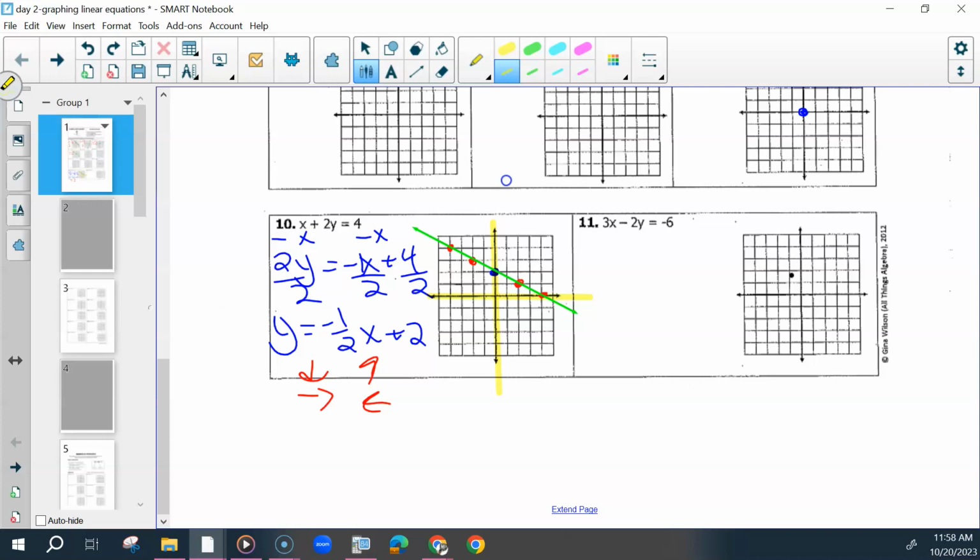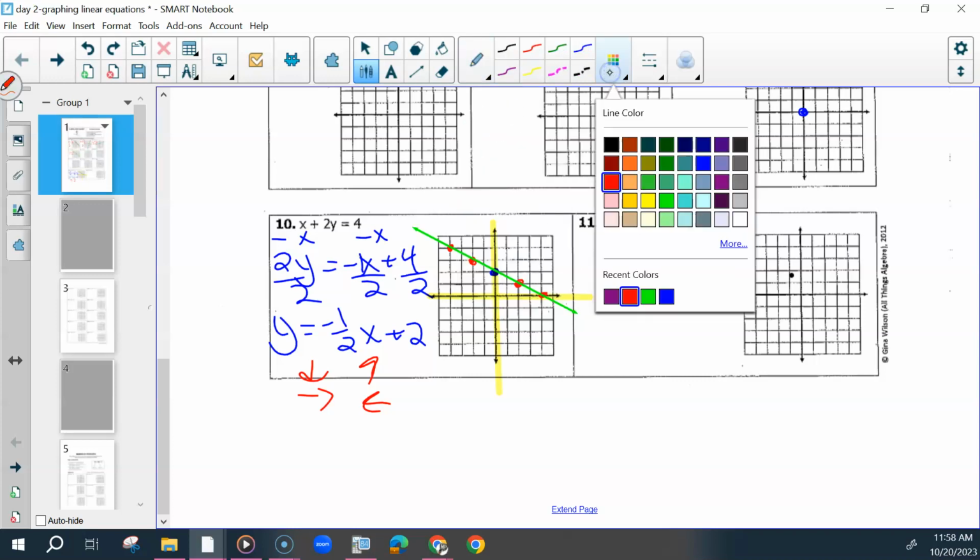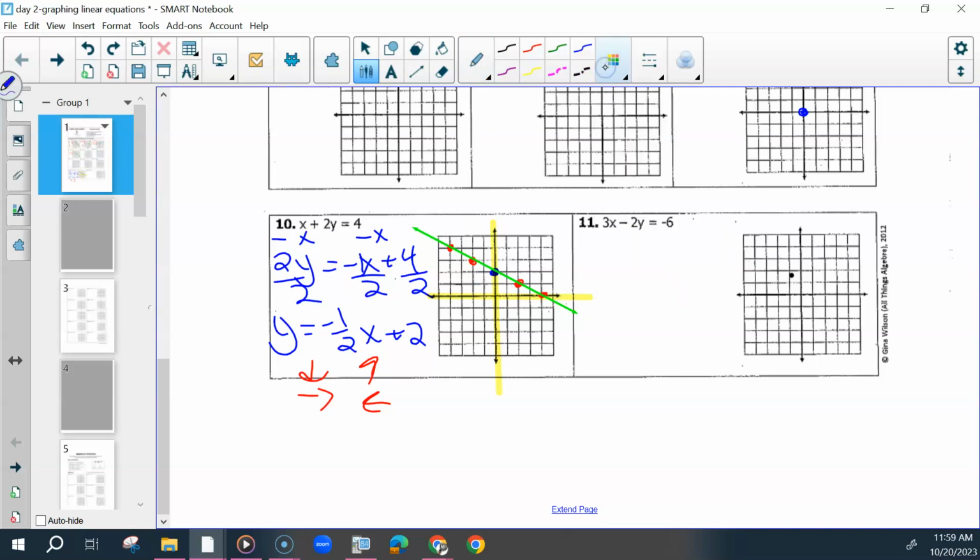Let's do number 11, and then I'm going to have you guys do a couple, and then we'll be done. We're doing so much fun today. Don't say that.